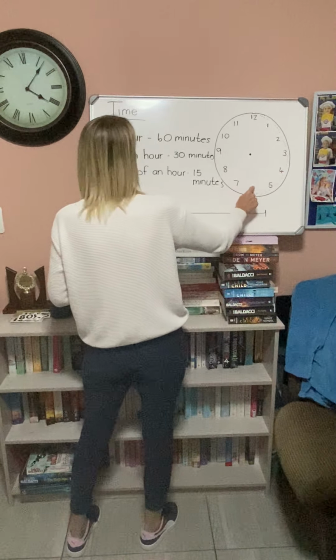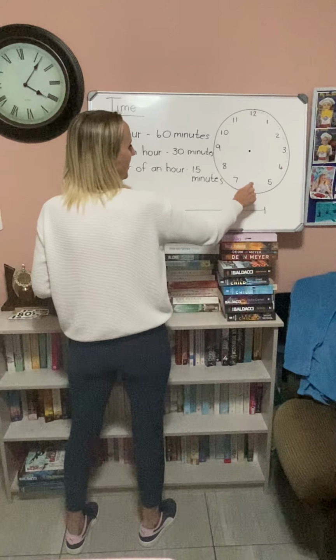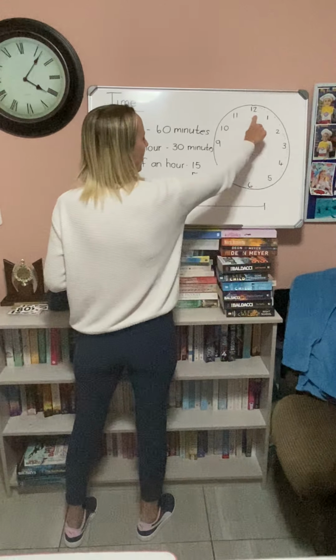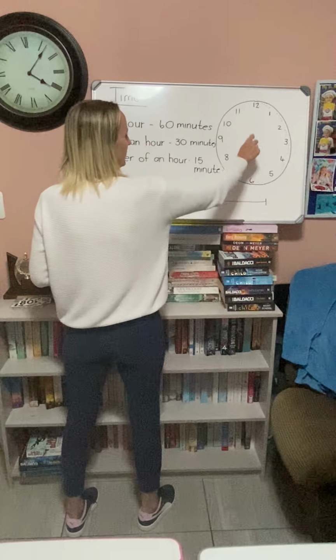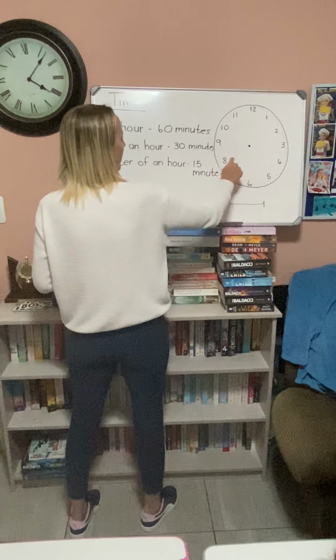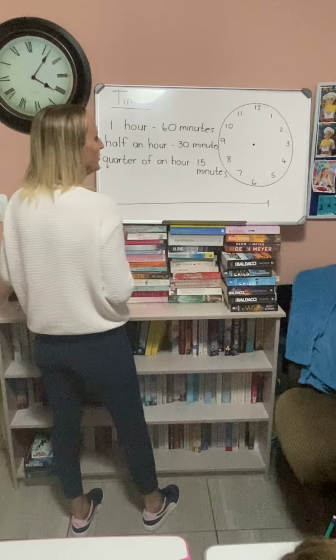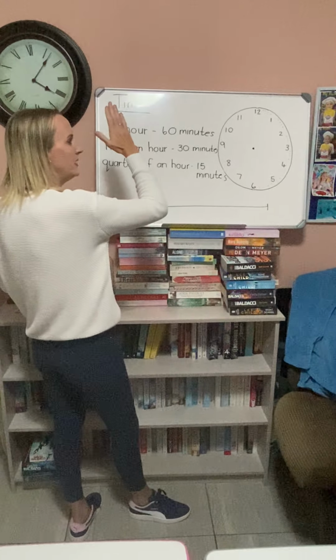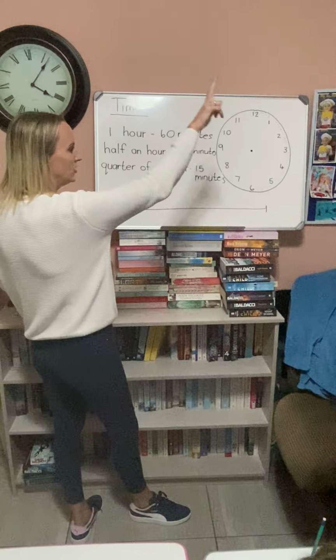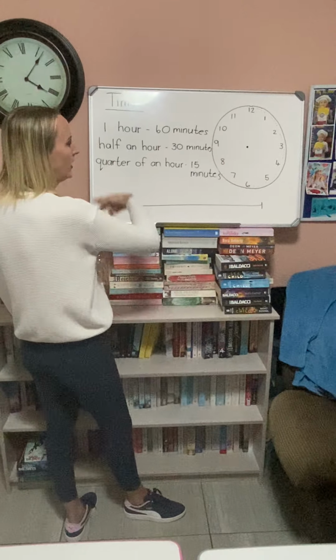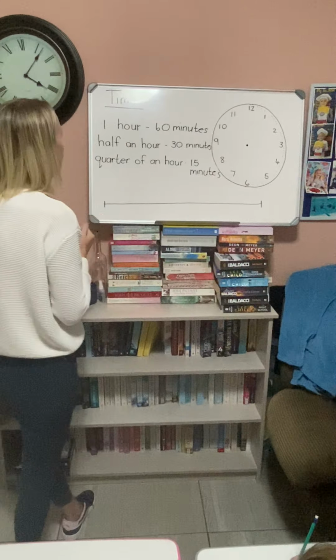Emily, when I get to the 30, what does that mean? How far am I around? Half an hour. Half an hour, because I'm halfway around the clock, boys and girls. Then I go 35, 40, 45, 50, 55, back up to the 12, which is 60. So when my minute hand goes around the clock, it goes tick, tick, tick, tick, tick, all the way around, and that is 60 minutes that has passed.